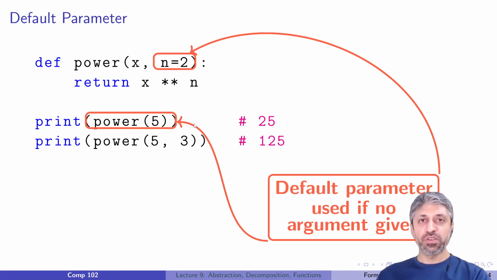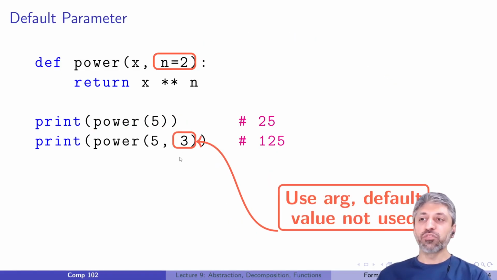So now, since we are taking squares the majority of the time, we don't have to type 2 with all the call expressions. But if we want to take some other power, then we can specify that value of n, and when you specify the value of n, it's going to overwrite the default value, and the value that you specified will be used. So for example, in this case, it's going to use 3, not 2. To summarize, 2 will be used when you skip the value, otherwise it's going to use the value that you specified.